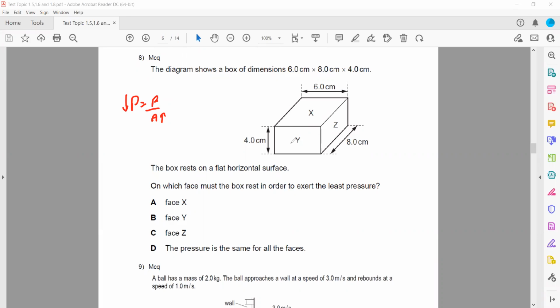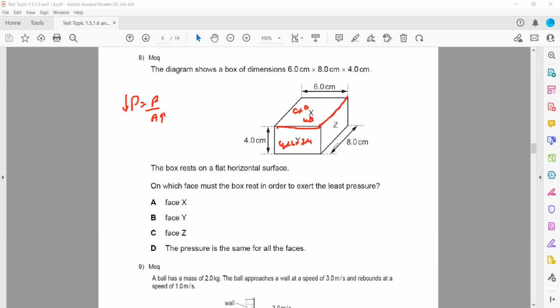What is the area of face Y? This is 4 and this one is 6. So 4 multiplied by 6 is 24. What about the surface area of X? This is 6 and 8. So 6 multiplied by 8 equals 48.